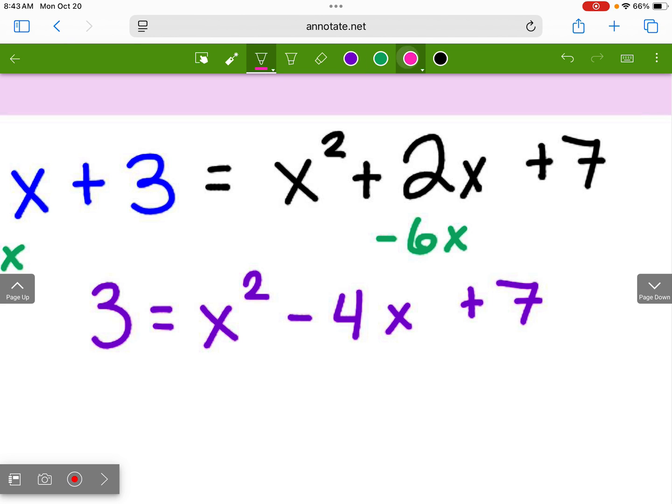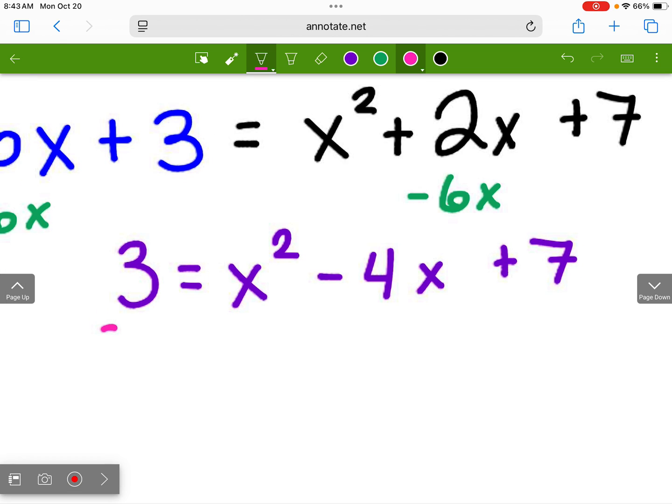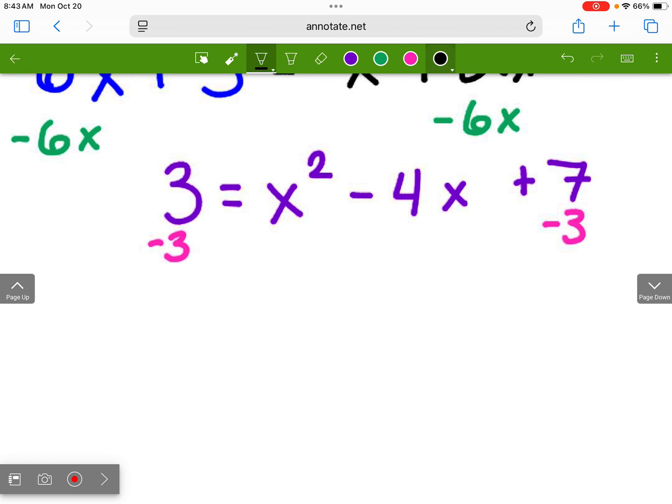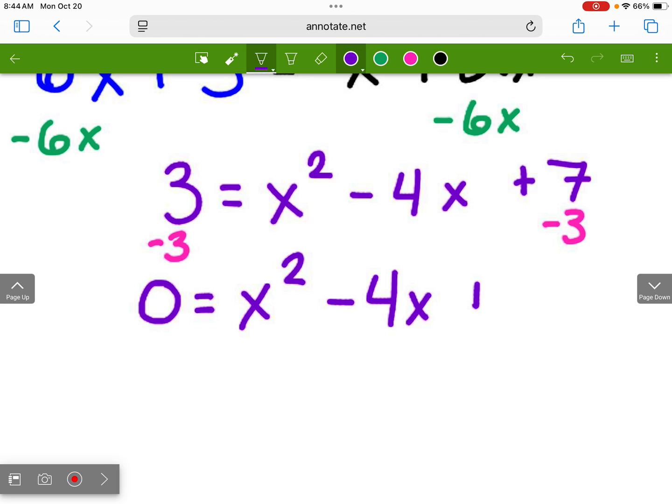I still want to try and get this thing down to 0. So I also need to minus 3 from both sides. That's going to get us to 0 equals x squared minus 4x plus 4. So by substituting these together and setting it equal to 0, we just get a different quadratic. But we want to solve this now that we've got this set equal to 0.